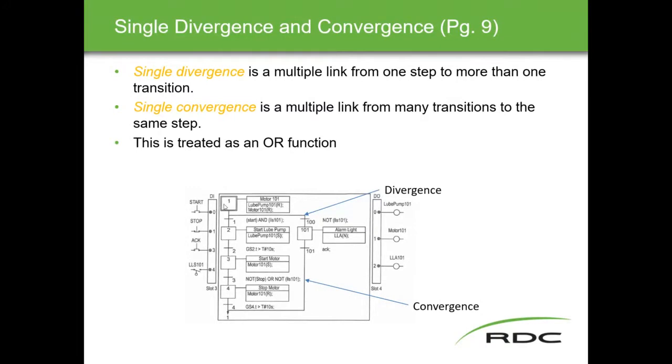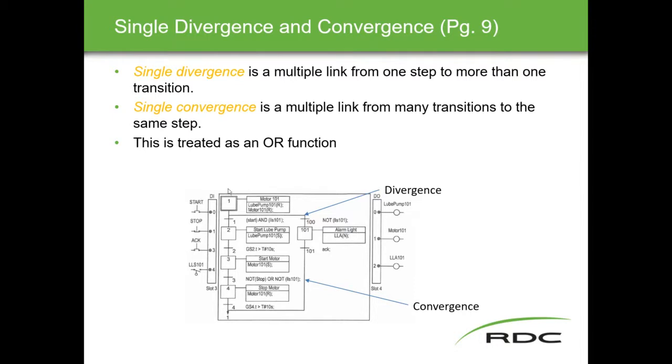So here's one step and it's going to this transition and this transition. Okay, so two transitions. Single convergence is a multiple link from many transitions to the same step. So this one here is coming from this transition and this transition and going to another step. Single divergence and convergence are treated like an OR.